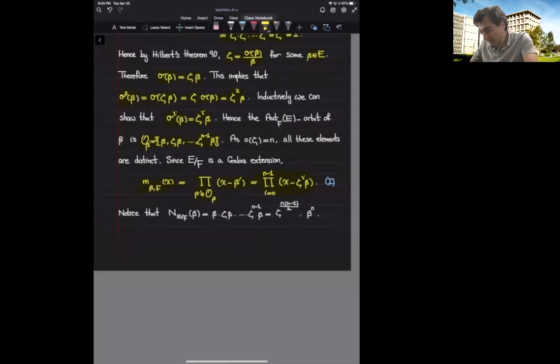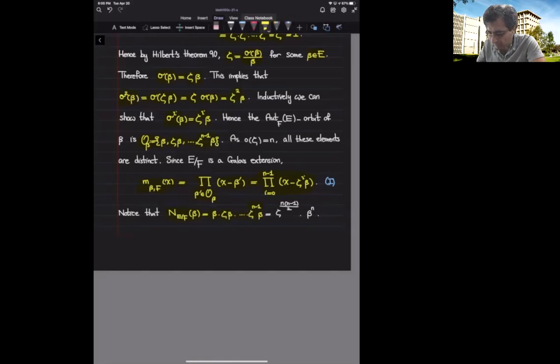And so that element inside the base field should be the constant term of this. This means I need to multiply these constant terms to understand the constant term of the minimal polynomial. So the product of these is precisely the norm of beta. So let's see what it is. It is beta times zeta beta and so on.